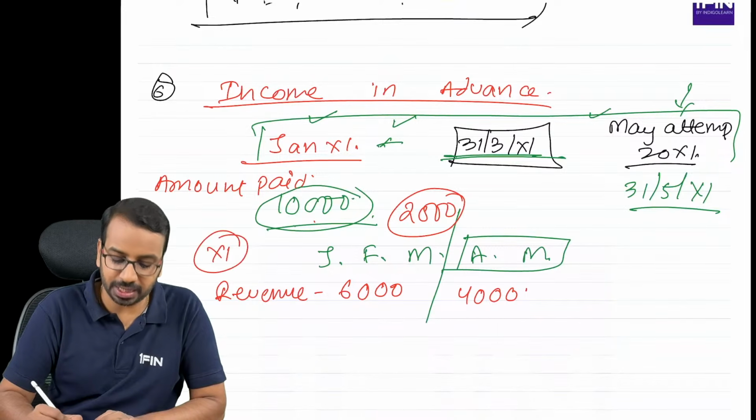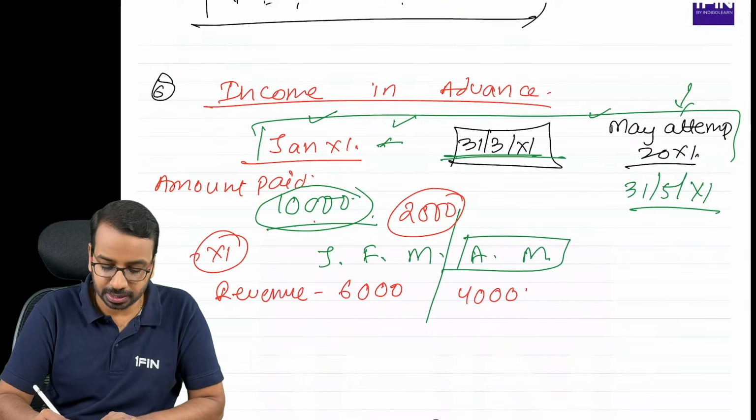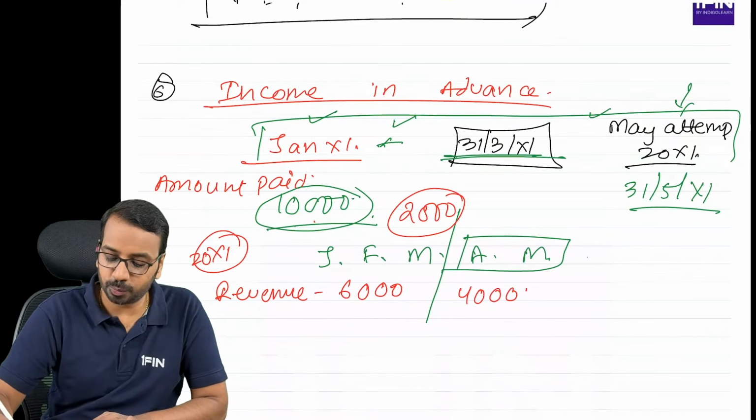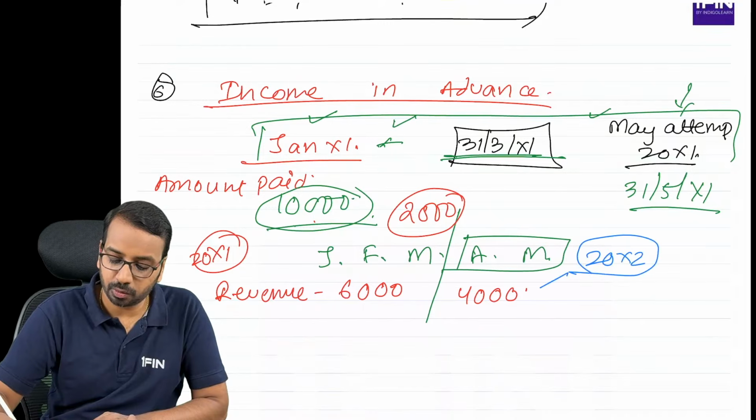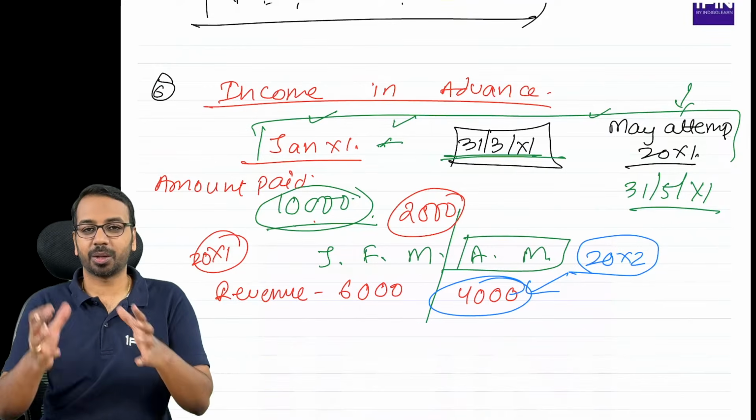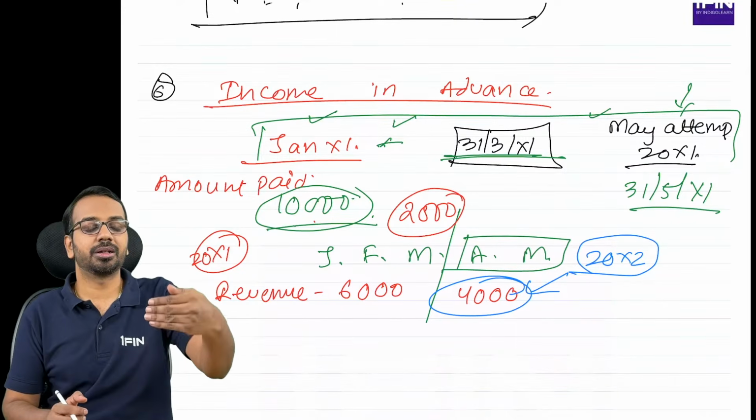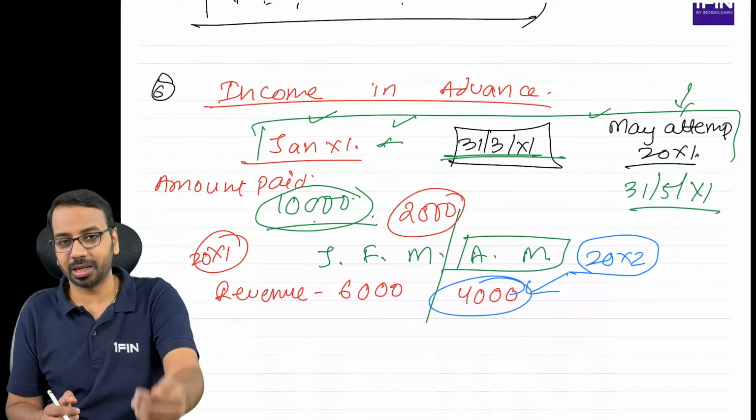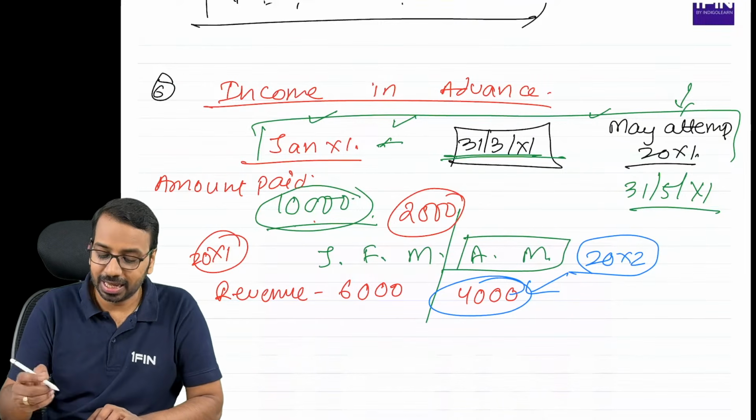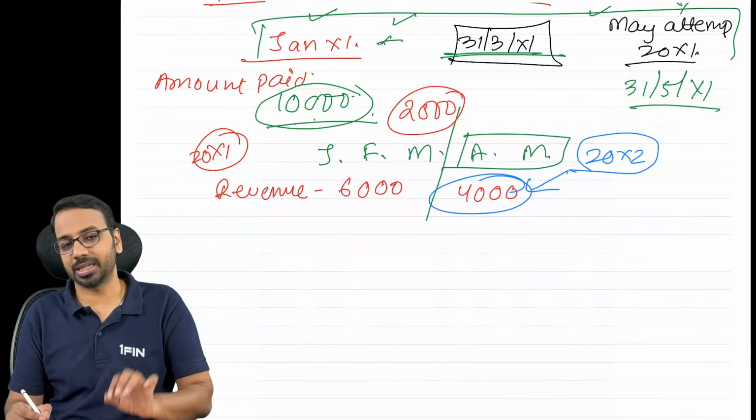So in year 1 P&L, I will show 6,000, and in year 2 P&L, I will show 4,000. This 4,000 is called income received in advance. Someone has paid me for the full year, but I have my year end coming in between. So the balance period is called income received in advance.